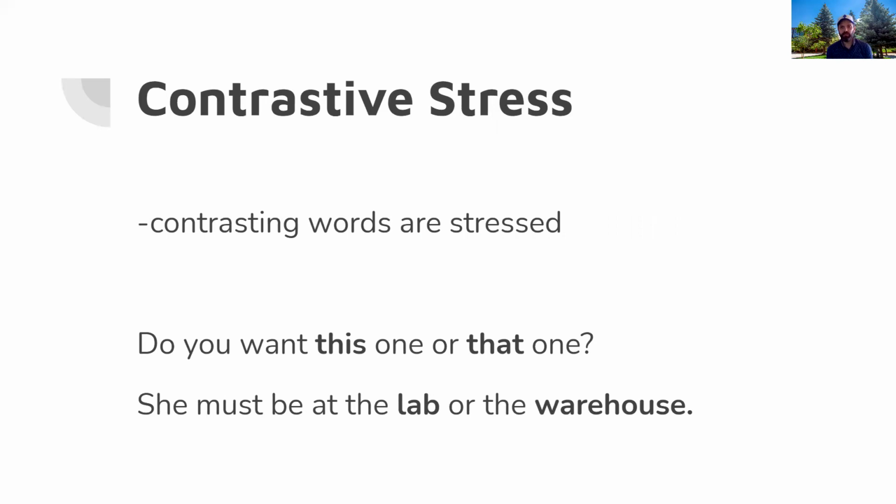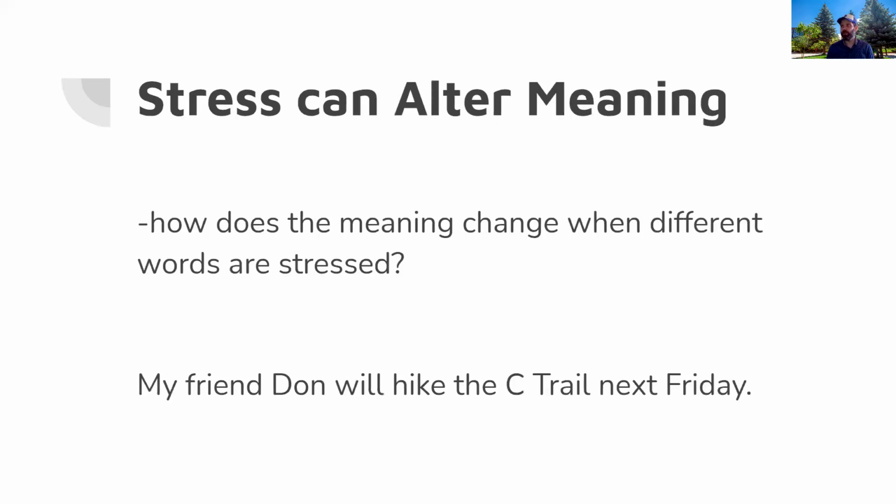Contrastive stress is another way to do this. Generally, we see it in pairings of words where we want to highlight the difference or the contrast between the words. So do you want this one or that one? And those two words are being stressed the most. This also gets into a little bit about intonation, which we'll talk about in another video, but we've got a higher pitch with this, we've got a lower pitch with that, and that's highlighting that contrast. She must be at the lab or the warehouse. Okay, so lab, warehouse, this one, that one. That's a pretty common feature of contrastive stress in English.